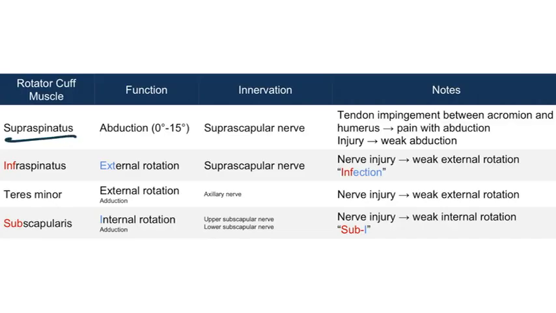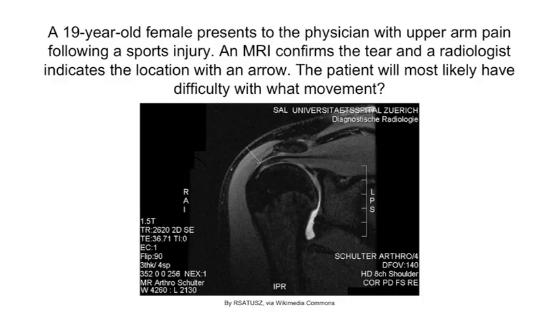Now that we've reviewed the supraspinatus and infraspinatus muscle, let's do a question to apply what you've learned. A 19-year-old female presents to the physician with upper arm pain following a sports injury. An MRI confirms the tear and a radiologist indicates the location with an arrow. The patient will most likely have difficulty with what movement?